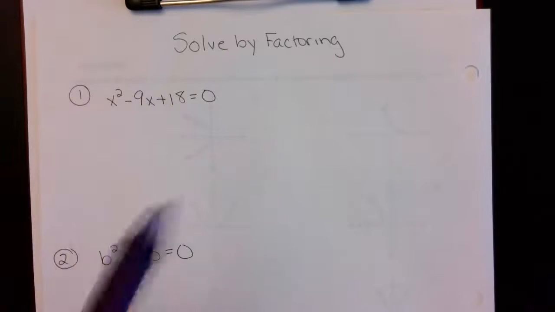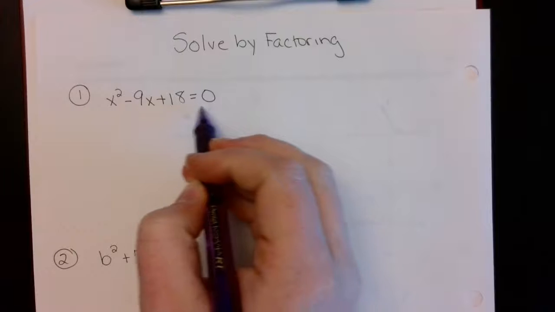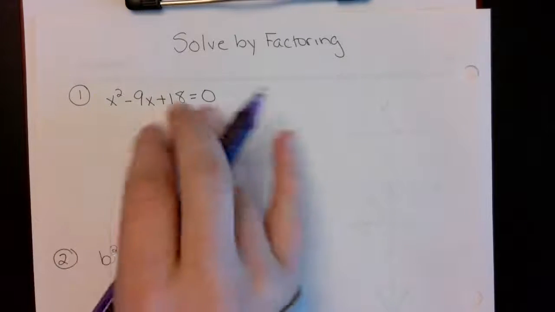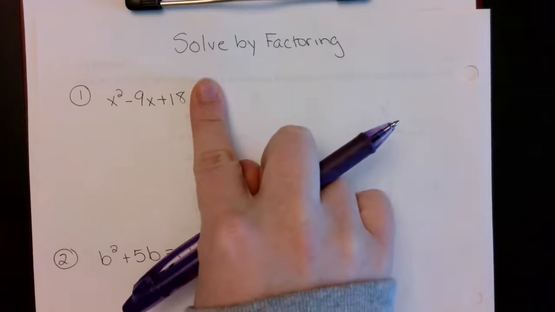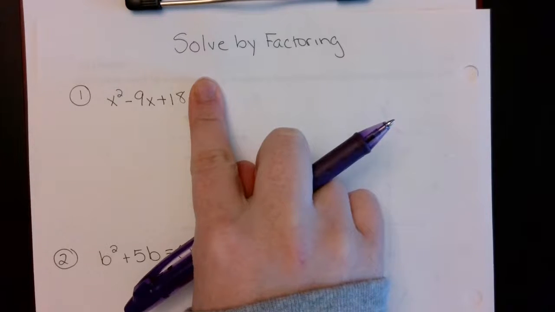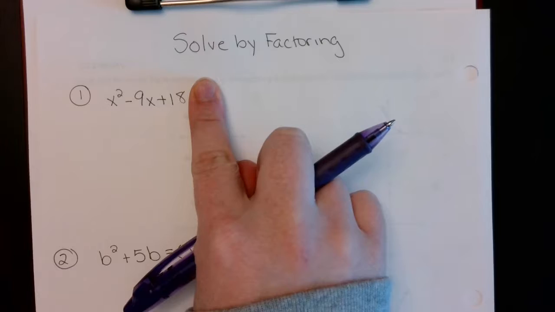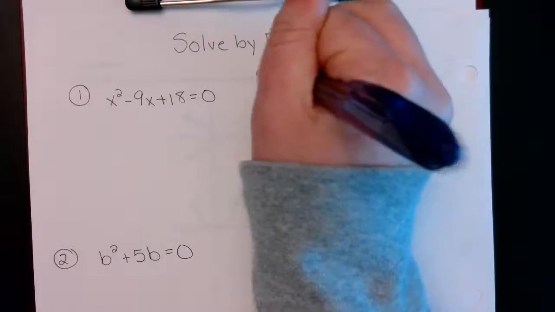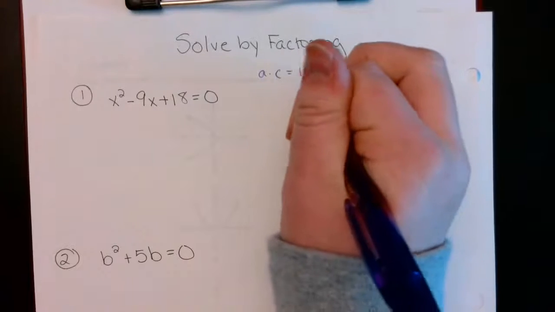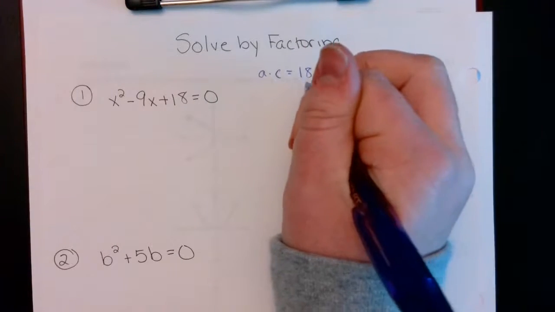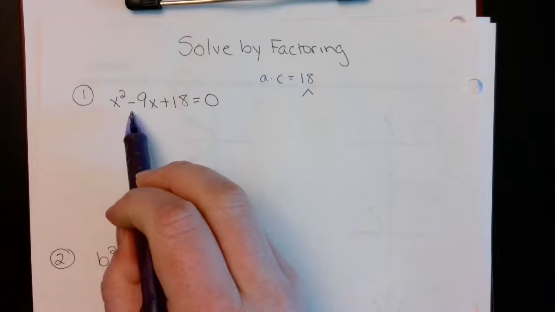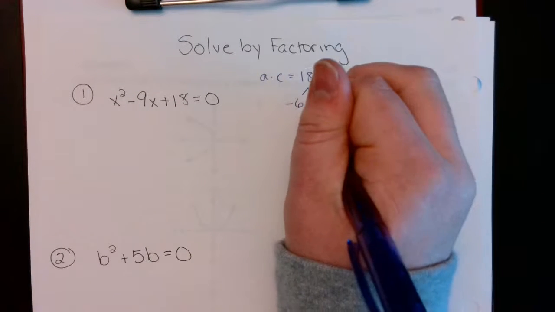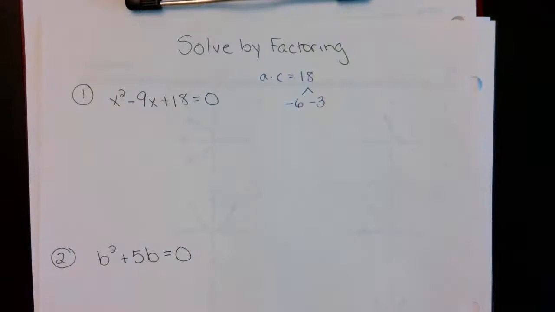Alright, so we are given our first equation. To solve by factoring, your equation always has to equal 0, just like in the zero product property. From there, we're just going to ignore the equal 0, and we're going to use our AC method for this trinomial. So A is 1, and C is 18. So A times C equals 18. I need two factors of 18 that add to negative 9. My two factors of 18 that add to negative 9 are negative 6 and negative 3.